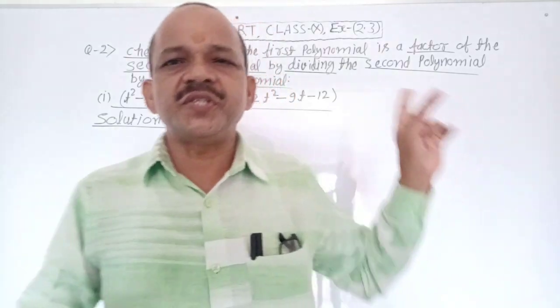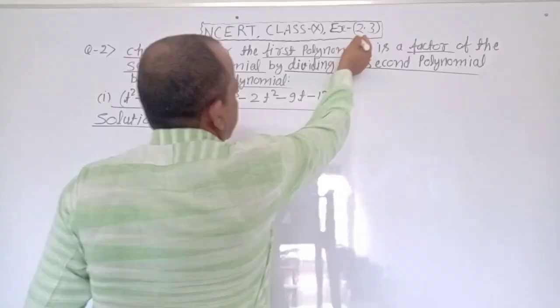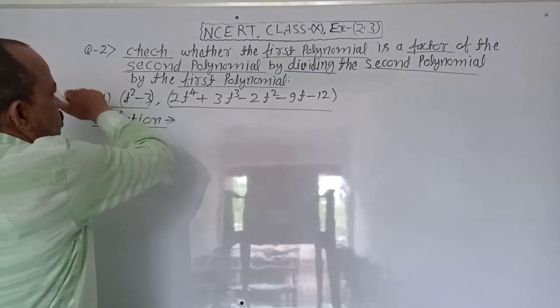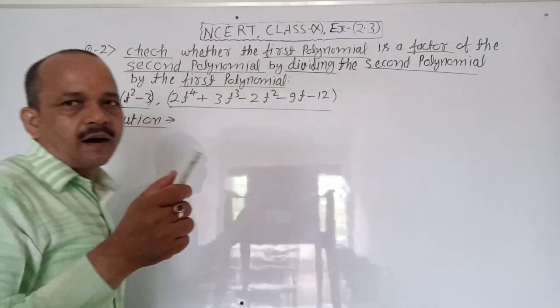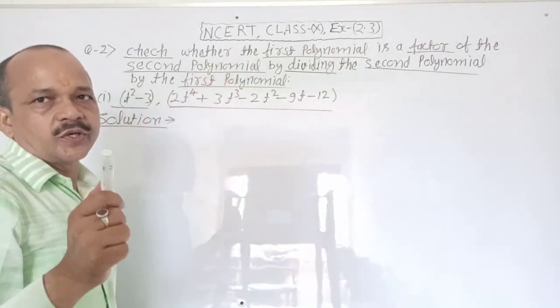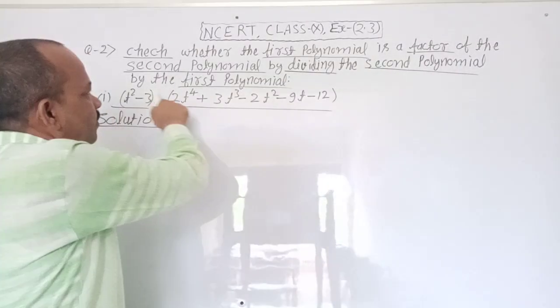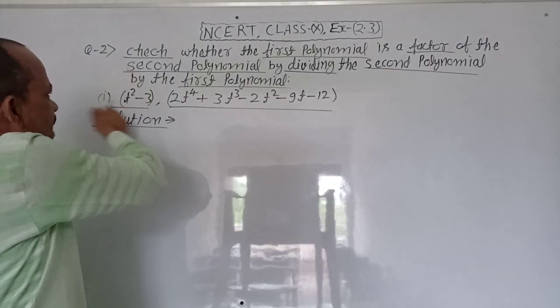Very good. See the board. NCERT class 10 exercise 2.3 question 2. Check whether the first polynomial is a factor of the second polynomial by dividing the second polynomial by the first polynomial. Question second, part first.